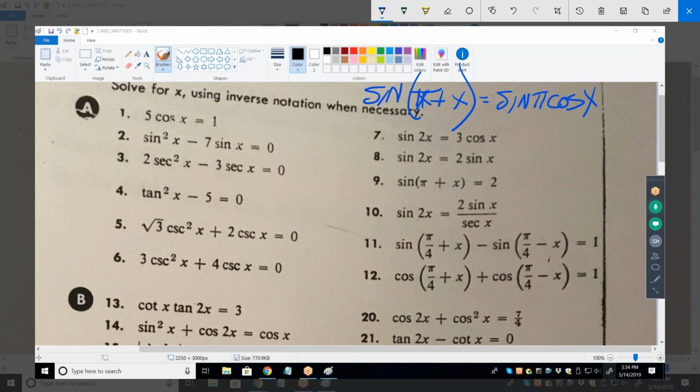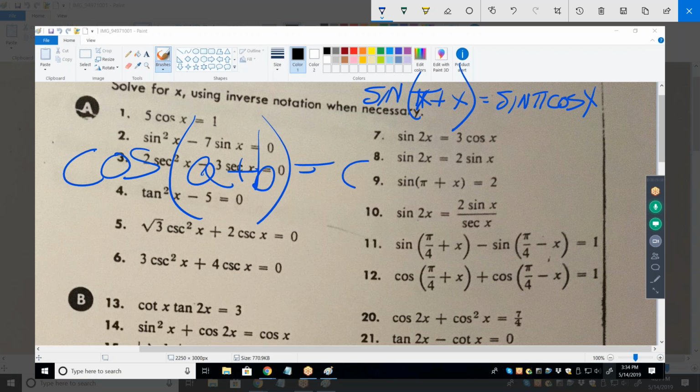Wait, what's the cosine sum formula? Here's the way to memorize it. The cosine of a plus b is cosine cosine minus sine sine. And then the sine is sine of pi. Still 2 sines and 2 cosines. That's the thing to remember: sine sine.